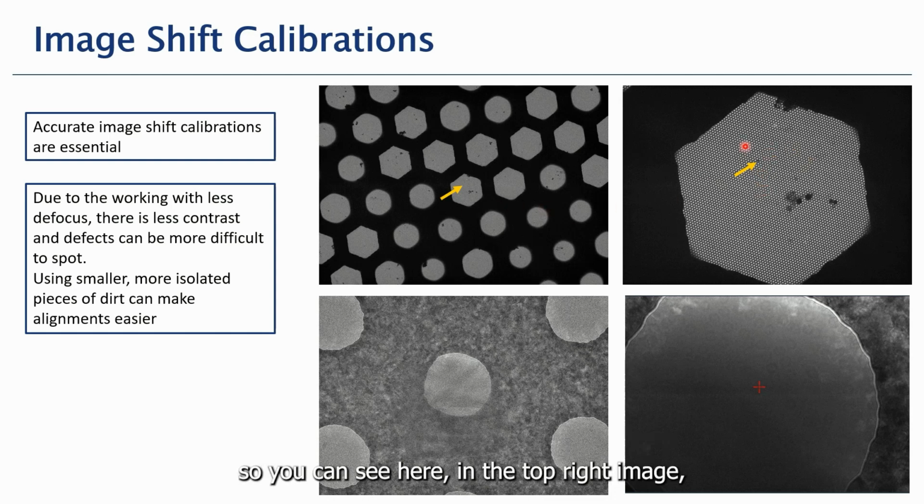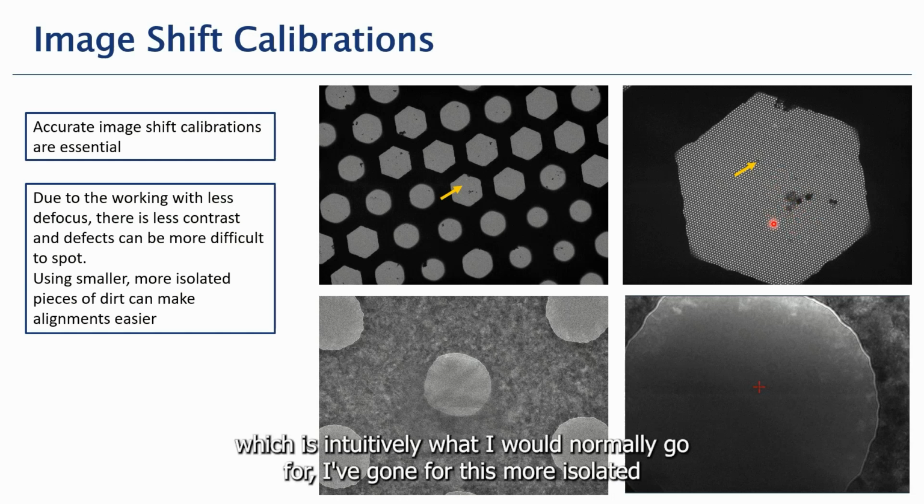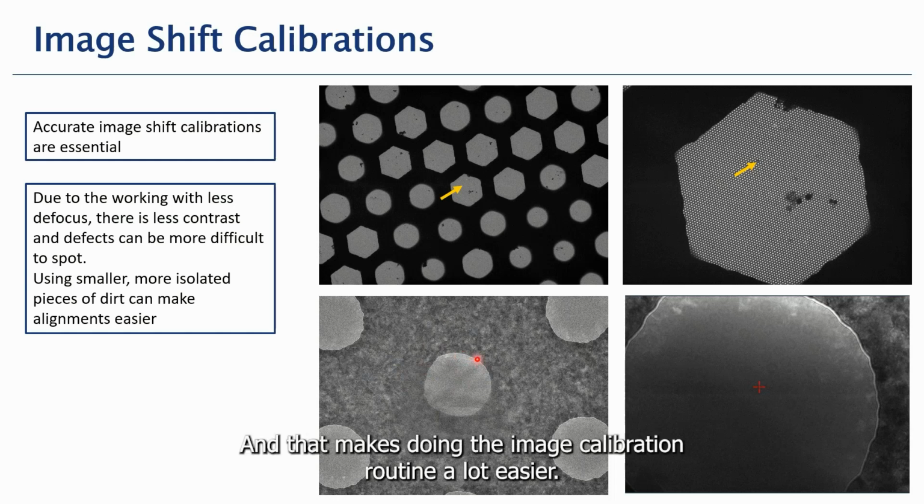You can see here in the top right image, rather than go for this bit down here on the right hand side, which is intuitively what I would normally go for, I've gone for this more isolated bit of dirt because I can isolate it to that single hole, and that makes doing the image shift calibration routine a lot easier.